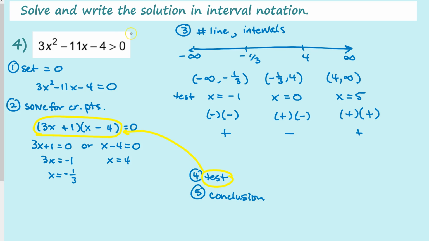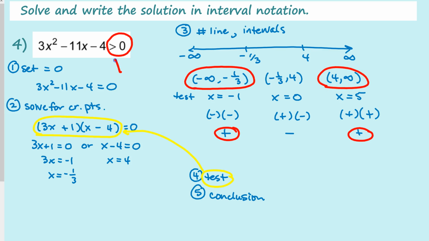Okay, what are we looking for this time? We want greater than 0. Greater than 0 means positive, so we want the positives. So we actually have two intervals. And notice it does not say equal to, so we don't want the endpoints this time. So our answer is x is an element of the open interval from -infinity to -1/3 union, remember union means or, the open interval from 4 to infinity.